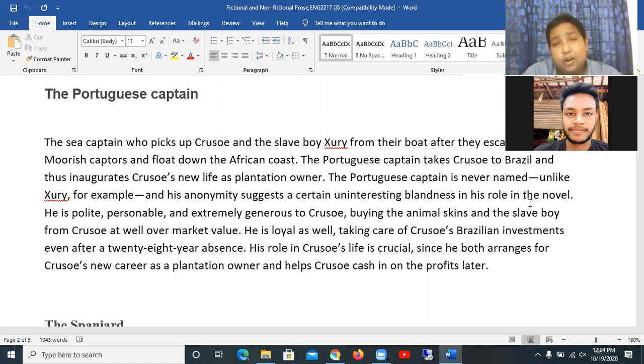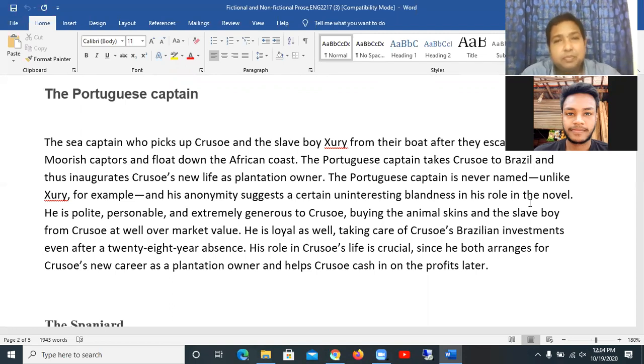That is the life of our hero, Mr. Robinson Crusoe. He started to change because there he became the owner of a plantation. The Portuguese captain is never named. We don't know the name of the Portuguese captain. Unlike Yuri, for example, who has a name though he's a slave, the Portuguese captain doesn't have any name at all, and his anonymity suggests a certain interesting bluntness in his role in the novel.